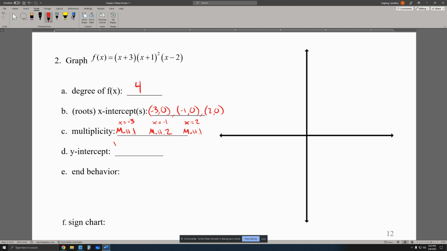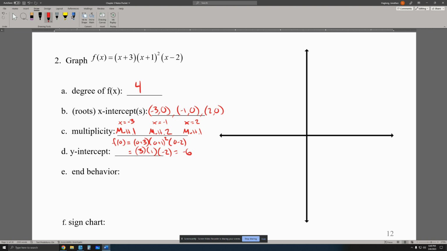The y-intercept, f of 0. So evaluating, we have 0 plus 3 times the quantity 0 plus 1 squared times the quantity 0 minus 2. We're left with 3 times 1 times -2, and that's equal to -6.